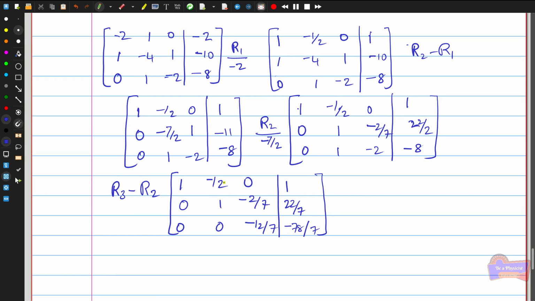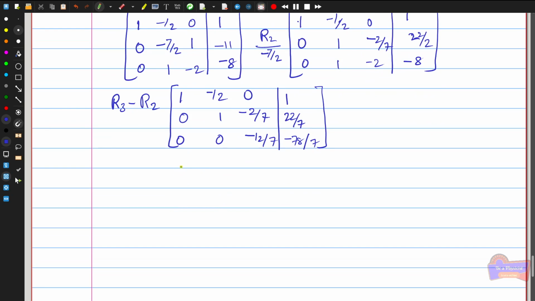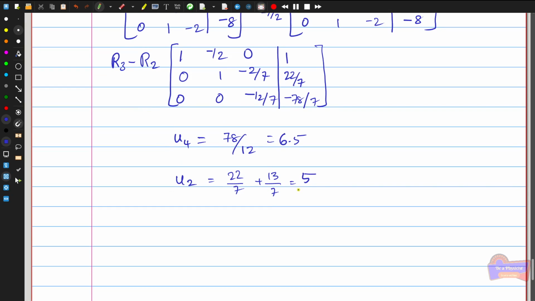So now this matrix is almost simplified, and if you just multiply these values, you can find the value of the last equation, u4, which is equal to 78 divided by 12, which is equal to 6.5. So the value of u4 is 6.5, and substituting this u4 into the second equation, you get u2 which is equal to 22 divided by 7 plus 13 divided by 7, which is equal to 5. So the value of u2 is 5.